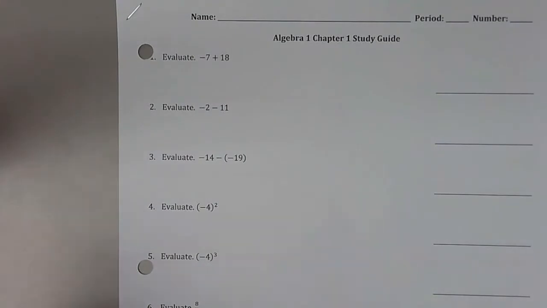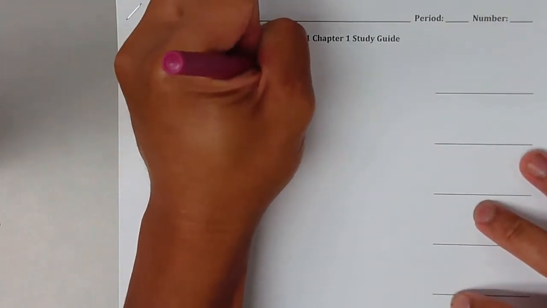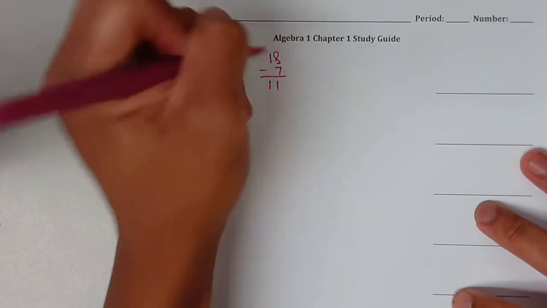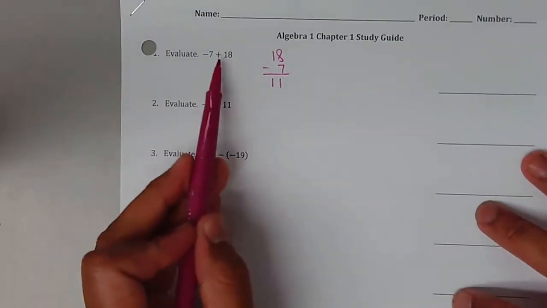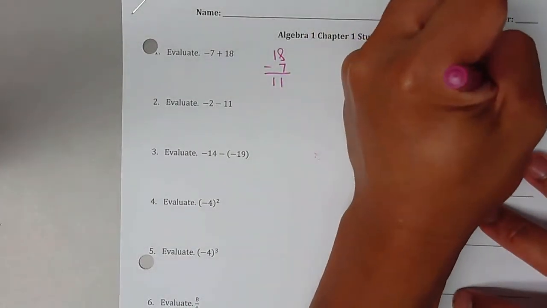All right, here we go. Let's begin. Negative 7 plus 18, right? Two different signs, so we know we subtract them. 18 minus 7 gives us 11. Since 18 is the bigger number, that is our final answer, positive 11.